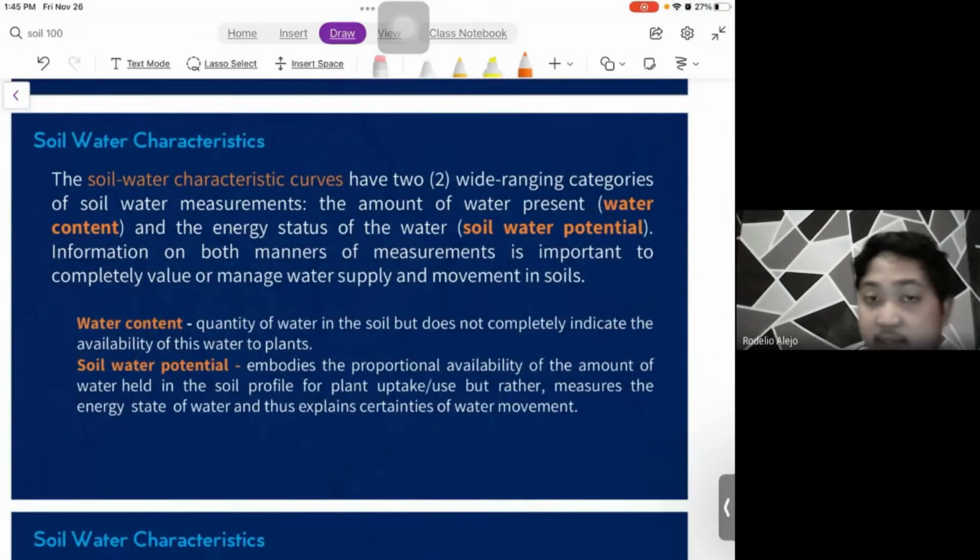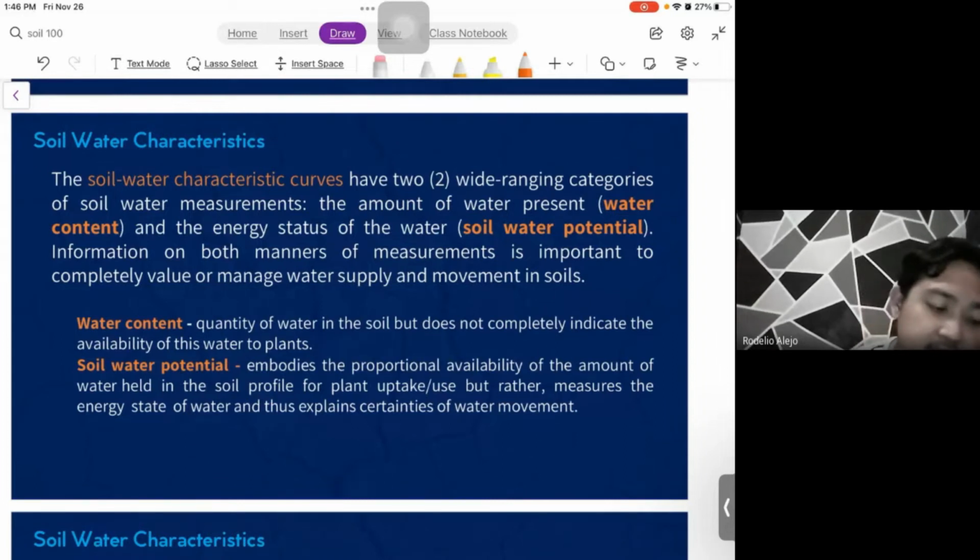Then, soil water characteristics. The soil water characteristic curves have two wide-ranging categories of soil water measurements. First is the amount of water present, so the water content. So this is how we measure soil water. First is through the water content. Tinitingnan natin kung gaano kadami yung water sa soil. Like for example, sa isang field, nag-irrigate ka, so gaano kadami yung nilagay mong tubig doon. So that is about water content.